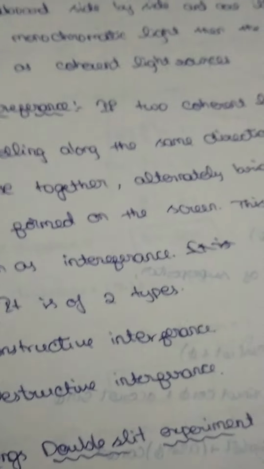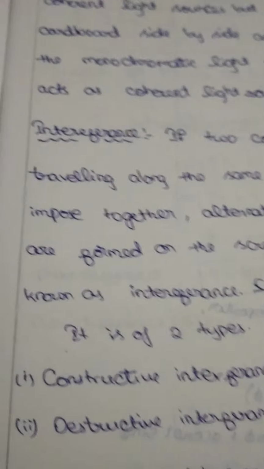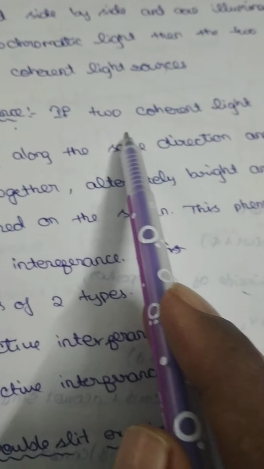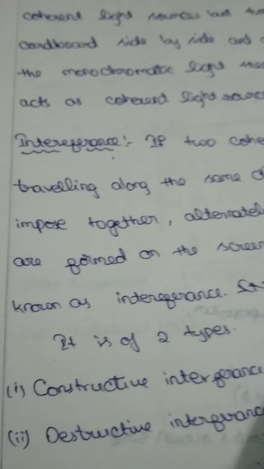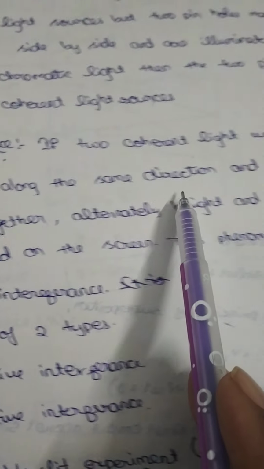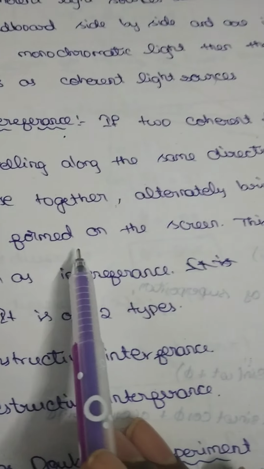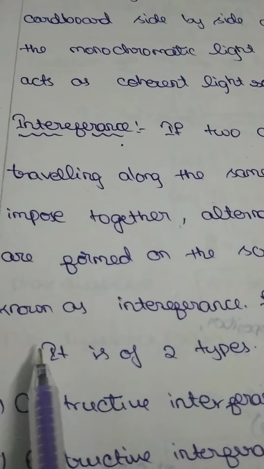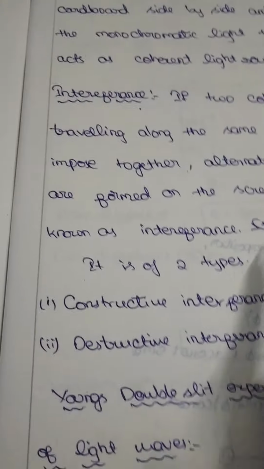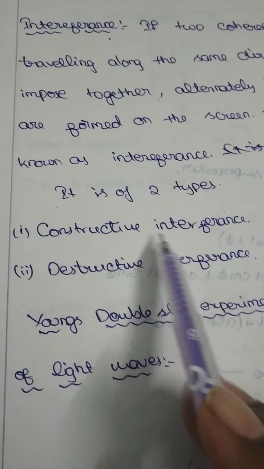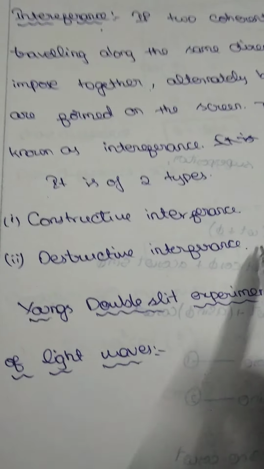Now, what is meant by interference? See clearly, interference means superposition. If any two coherent light waves traveling along the same direction are superimposed together, alternately bright and dark bands are formed on the screen. This phenomenon is known as the interference of light. This interference of light is of two types. First one is constructive interference and second one is destructive interference.